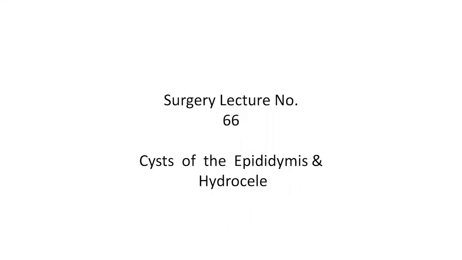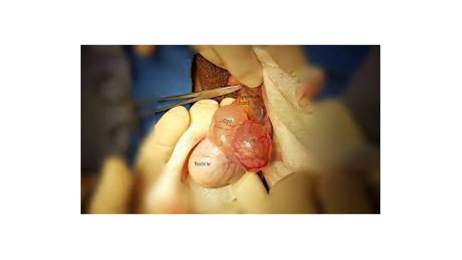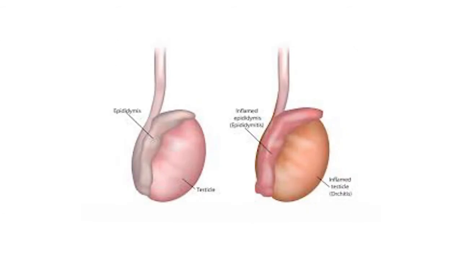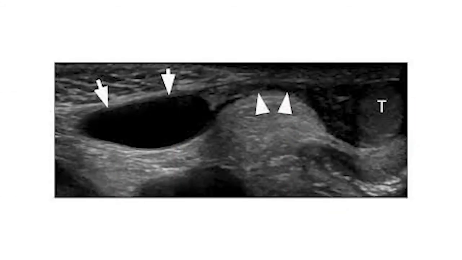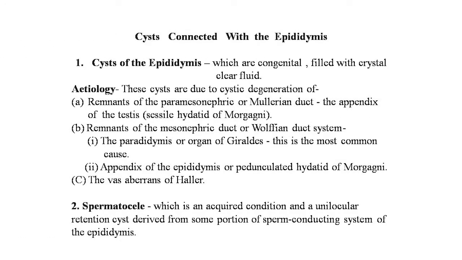Welcome my dear students in my surgery lecture number 66, that is the cyst of the epididymis and hydrocele. In this lecture we will learn cyst of the epididymis, spermatocele, Epididymo-orchitis, hydrocele and types of hydrocele, vaginal hydroceles, congenital hydrocele, encysted hydrocele of the cord and its treatment. First we start with the cyst connected with the epididymis.